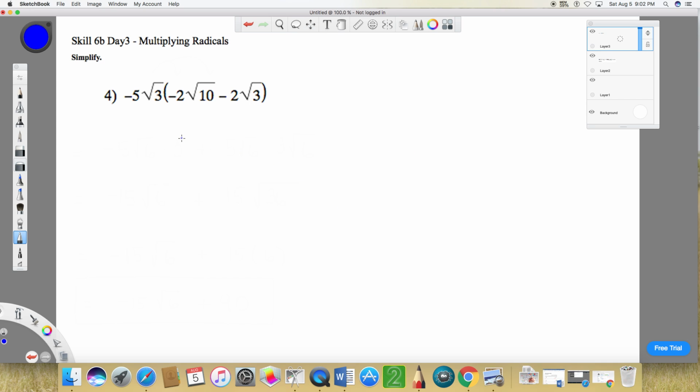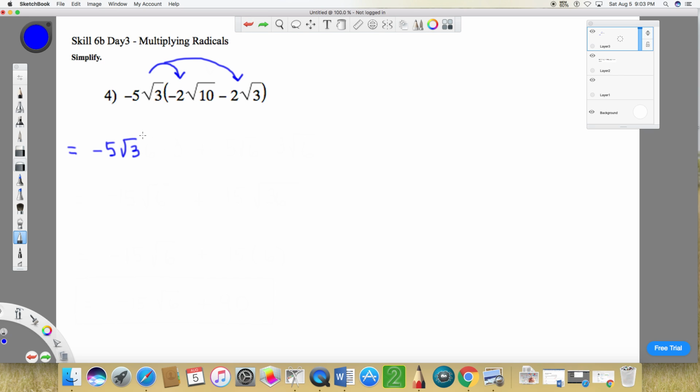For number 4, we have 2 factors. And the distributive property says that multiplication distributes over addition or subtraction. So this factor gets multiplied times the first term, and this factor also gets multiplied by the second term. So when we do that, well, let's write it out. We have negative 5 times the square root of 3 times a negative 2. I'm going to put that in parentheses because otherwise I'm afraid people will misread it. Parentheses imply the multiplication.